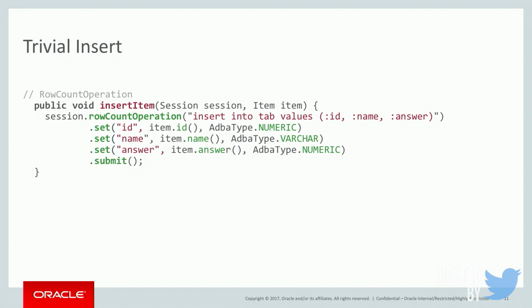So here in this example, we have an insert statement, insert into a table with 3 columns, 3 different attributes. And those attributes, we will use them to build the item, which is the POJO. So we will set the item with the ID, with the name, with the answer, and then we submit. That's all the user thread has to do. Prepare the operation, submit, and return.